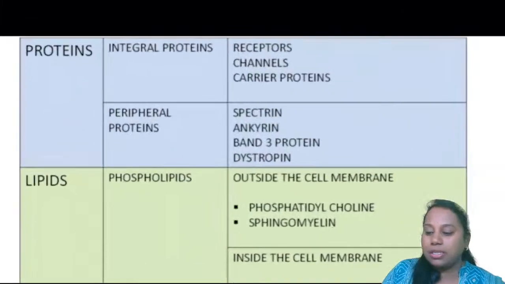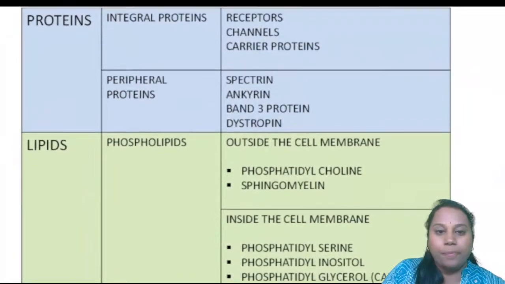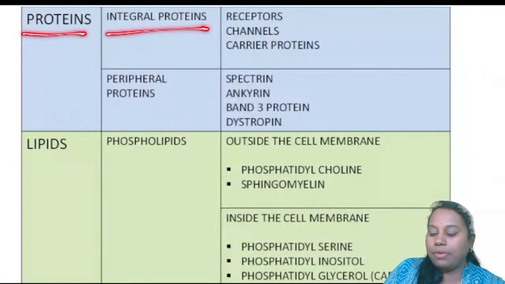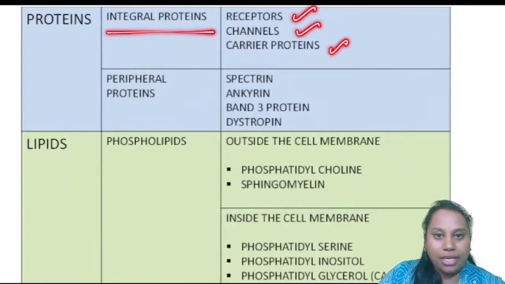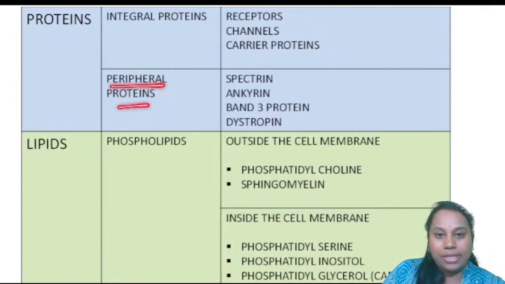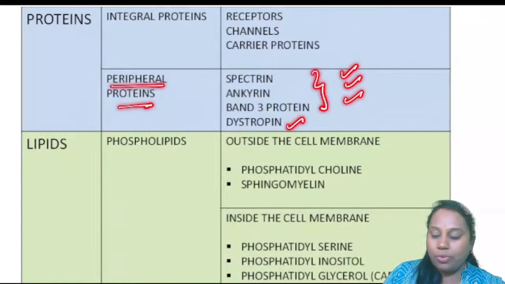Cell membrane has proteins and lipids. What are the proteins? The proteins are integral proteins and peripheral proteins. What are the integral proteins? They act as receptors, channels, and carrier proteins. Peripheral proteins are, especially on RBCs, spectrin, ankyrin, band 3. In muscles, we have dystrophin protein.